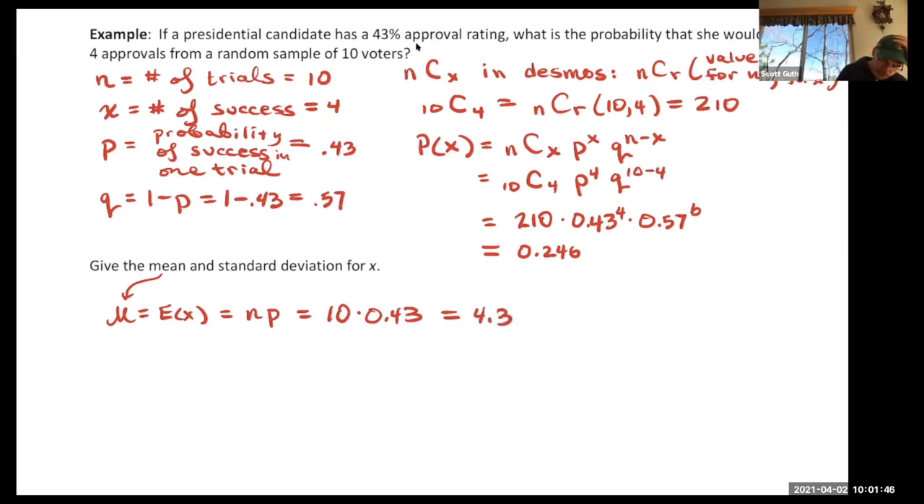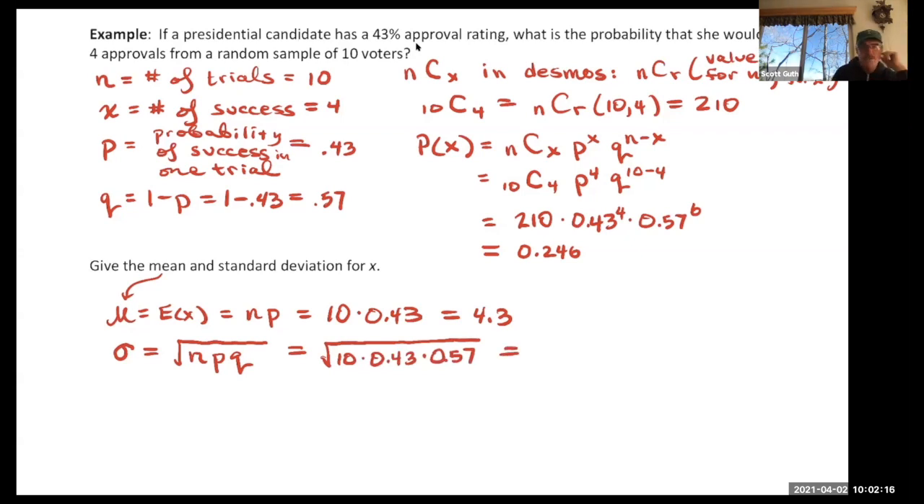Harder is the standard deviation. So sigma is the square root of NPQ, which is the square root of 10 times 0.43 times 0.57, like that. And I don't know, maybe it's easier to do that in Desmos. I'm going to pop over there one more time. I hate to say it.